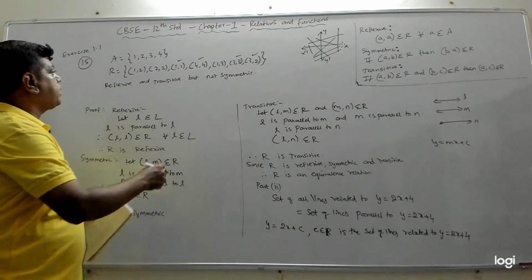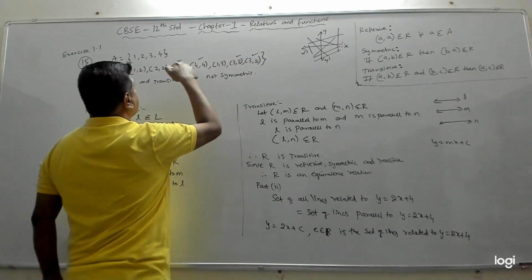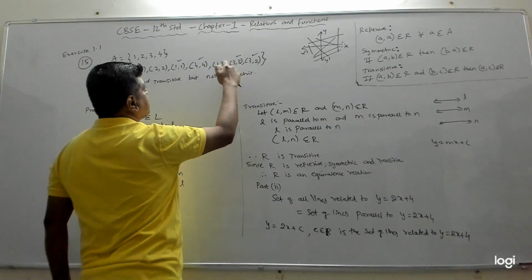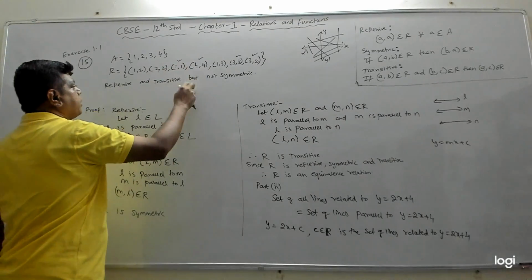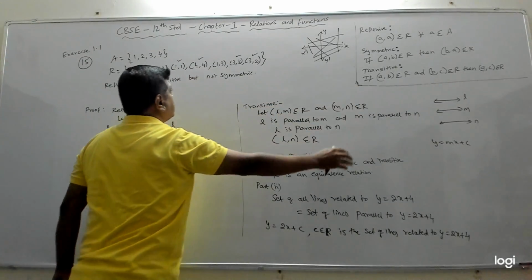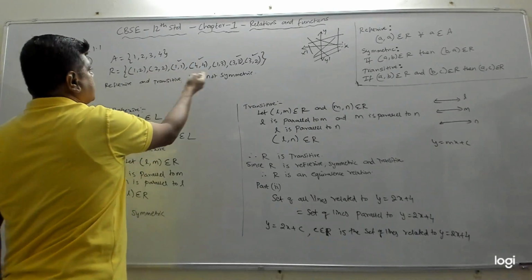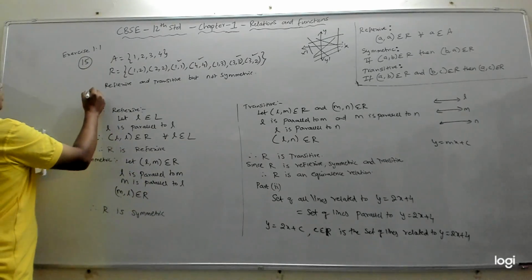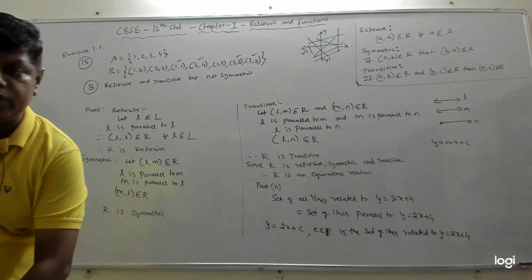And transitive: if you take any two elements, (1,3) is there, (3,2) is there, so (1,2) should be there, which is here, right? So (1,3) is there, (3,3) is there, so (1,3) is there. So it is transitive. Any two pairs you take, it satisfies this condition. But symmetric it is not, because (1,2) is there, but (2,1) is not there. The reverse is not there. Therefore, it is not symmetric. So it is option B. Option B is the right answer for the 15th problem.